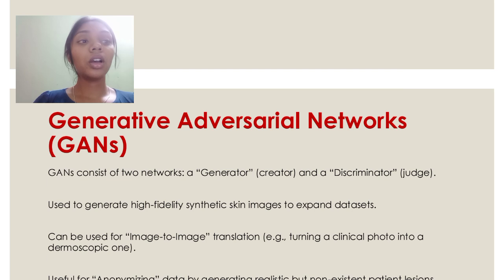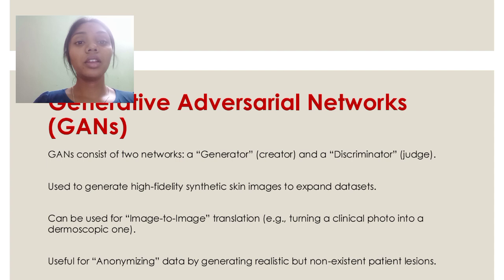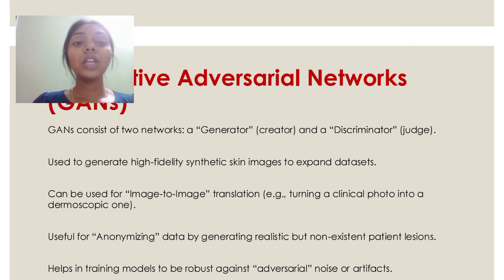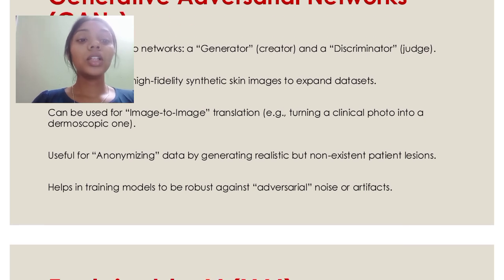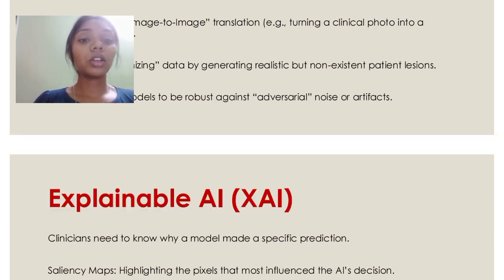So generative adversarial network, or GAN, consists of two networks. One is a generator and the other is a discriminator, used to generate digitally synthetic images to expand the dataset. It helps in training models to be robust against noise or artifacts.